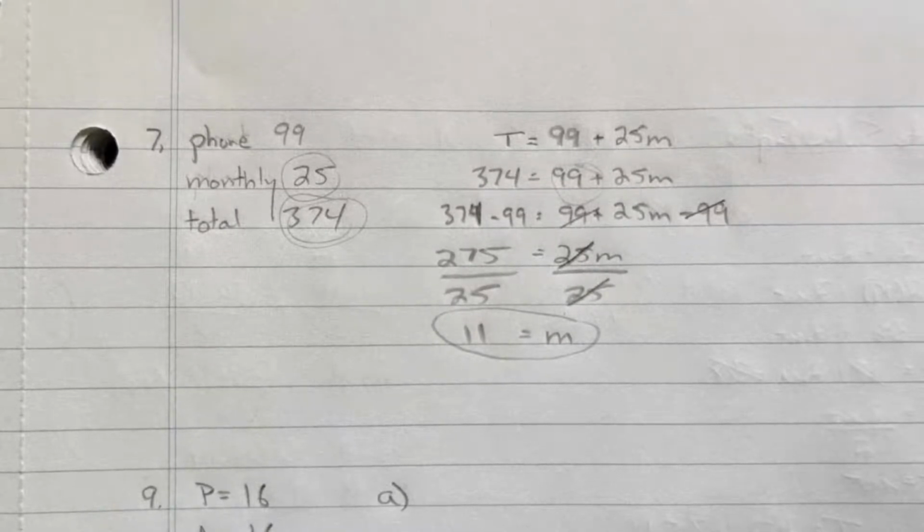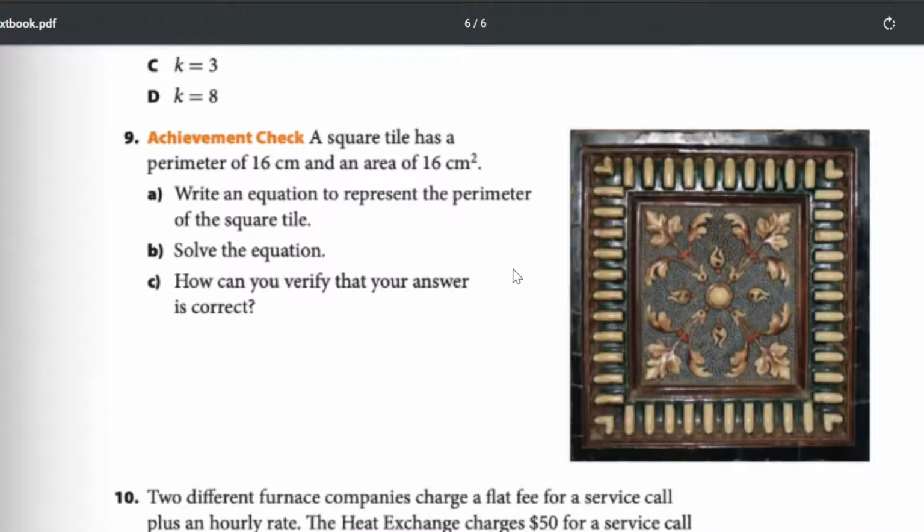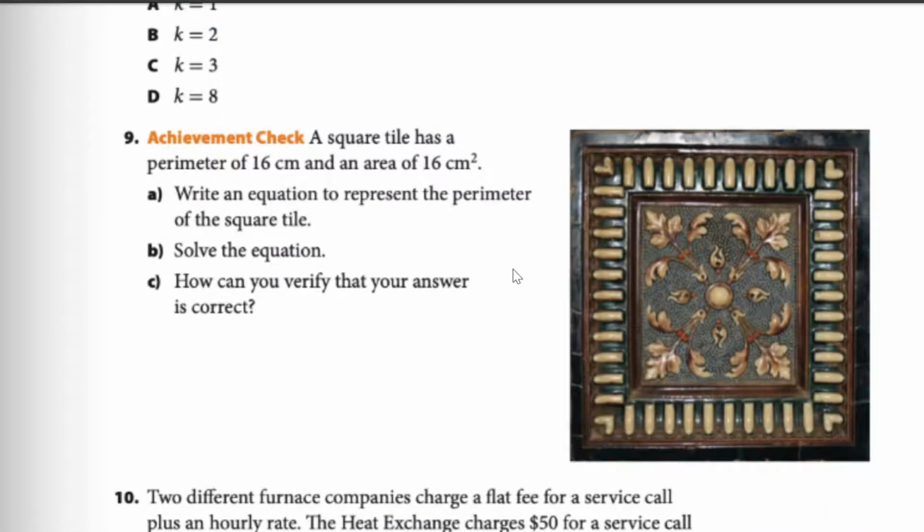So very similar to the previous question in setup and everything. Now, in the last question, we're going to be working with a couple of equations that we're familiar with. So we have a square tile that has a perimeter of 16 centimeters and an area of 16 centimeters squared. So we want to write an equation to represent the perimeter of the square tile. Then we want to solve that equation. Then we want to determine how we can verify that our answer is correct.